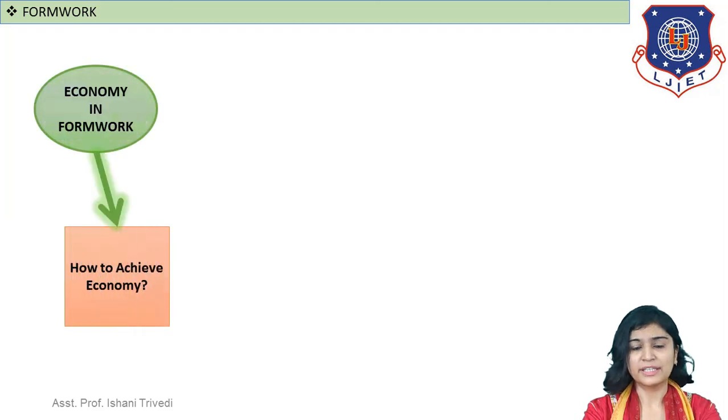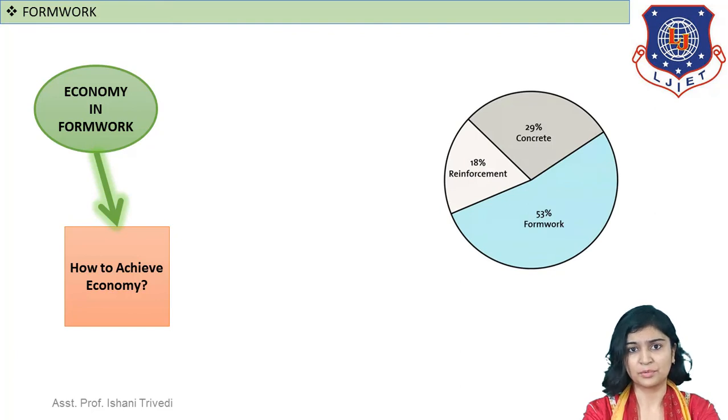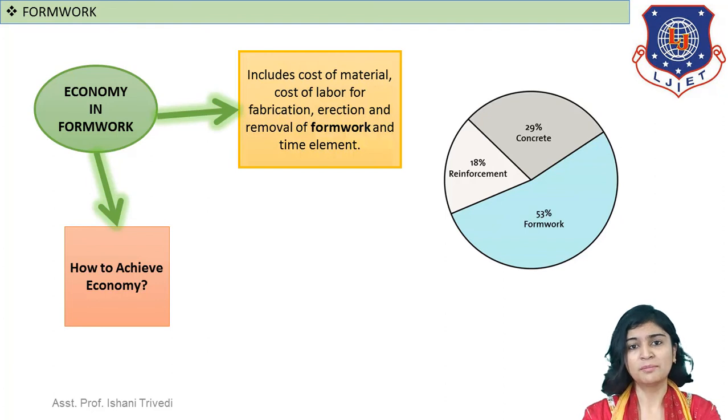Next, talking about the economy of formwork. As I discussed already, formwork economy is important. Now, what all costs shall be included when you talk about economy in formwork? It includes the cost of the material, of the labor, for erection, for fabrication, for setting up the formwork. Different equipment and manpower will be required. All of these together constitute almost more than 50% of the total cost of construction of concrete works.